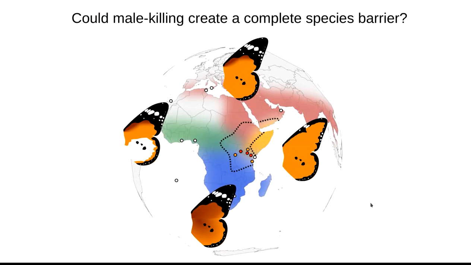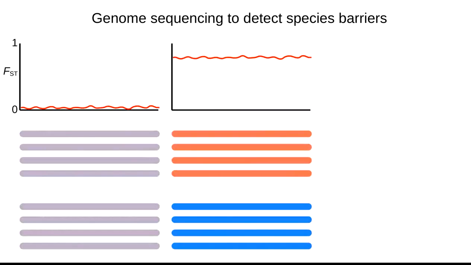To answer this question, we wanted to look at genomes. Over the last 5 or so years, we've managed to sample the species from various parts of Africa and sequence their genomes. The method that I'm going to be talking about today is a method for quantifying the strength of a barrier using genome sequence data.